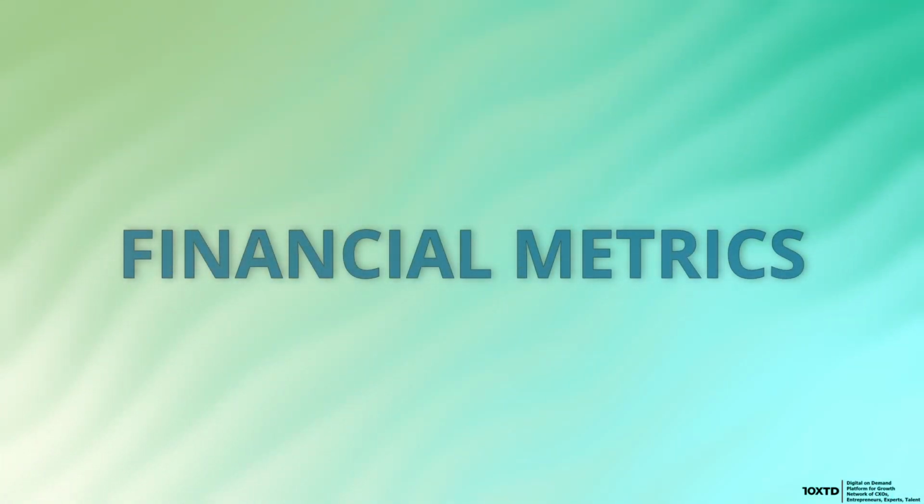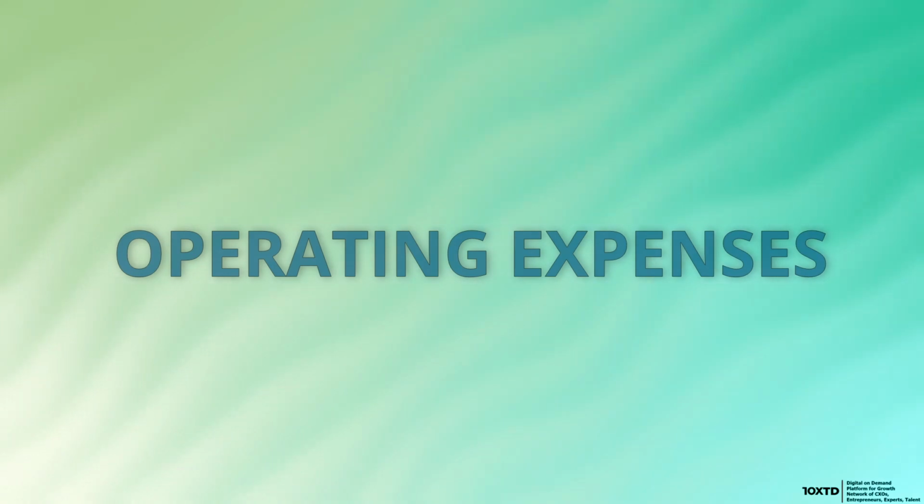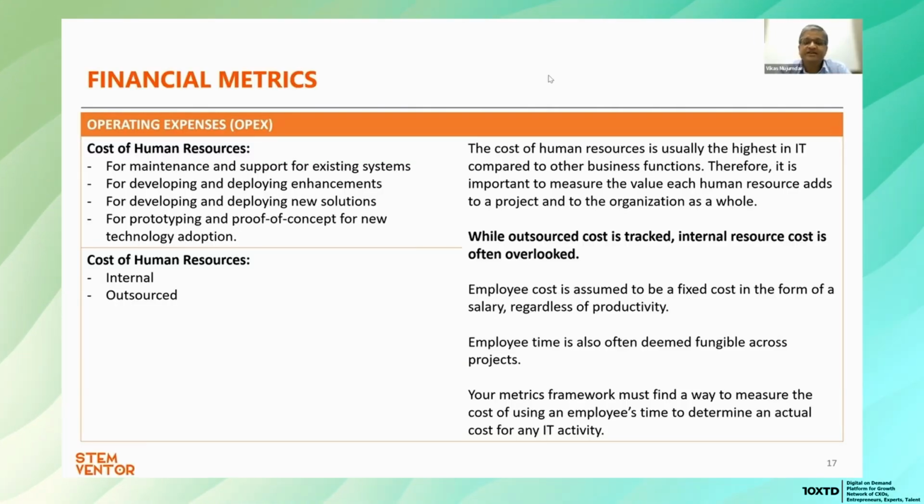Now let's move on to financial metrics. Now, financial metrics are actually very, very straightforward. There's nothing too complicated about it. Broadly, and I know there's a lot of variation in how businesses define OPEX and CAPEX, so I won't worry too much about that. But the point I wanted to make is the first thing is the cost of human resources. All right. Now, three things happen there.